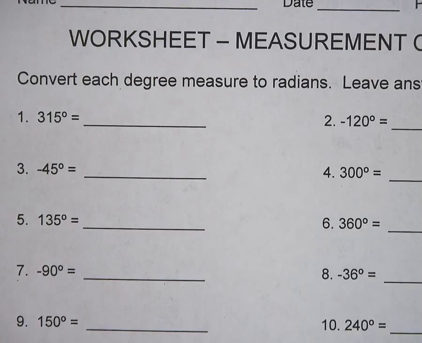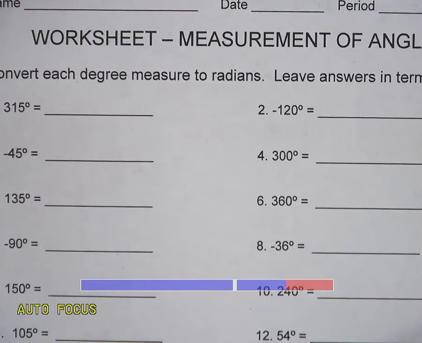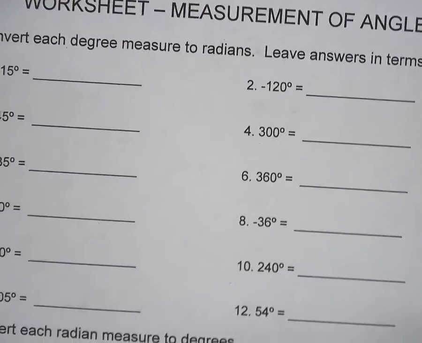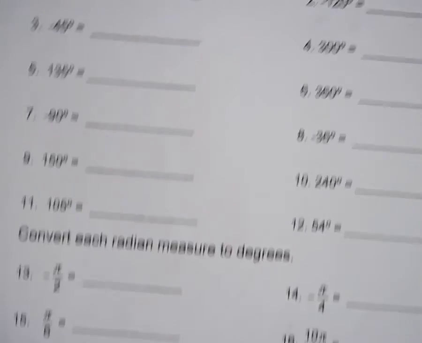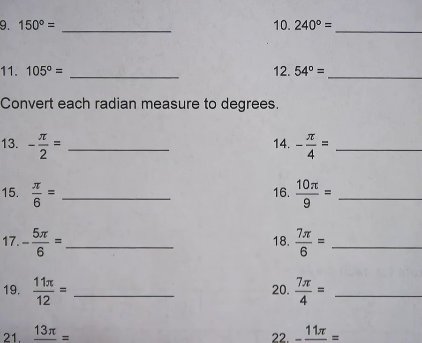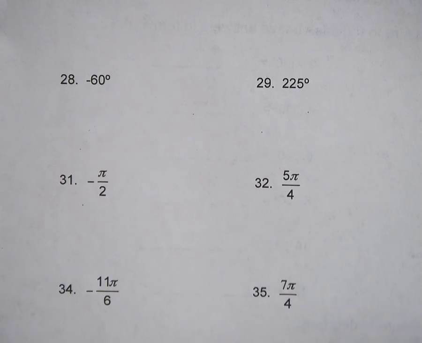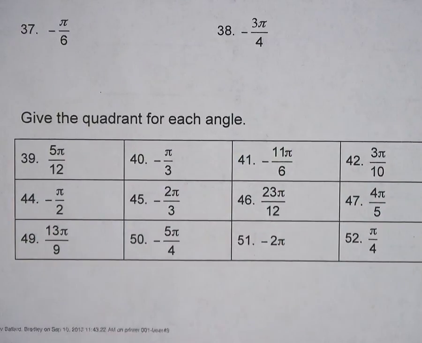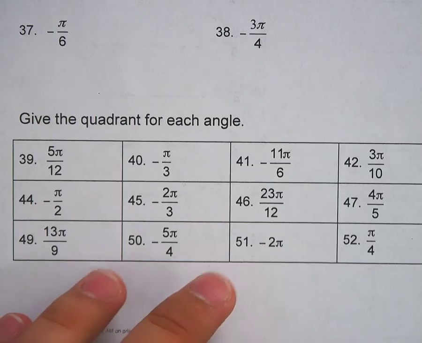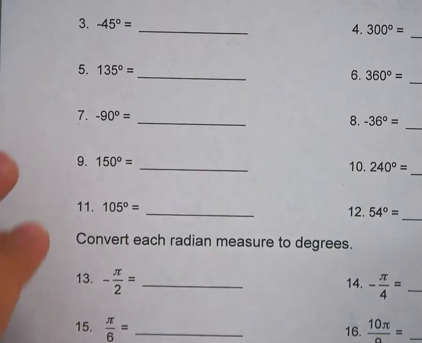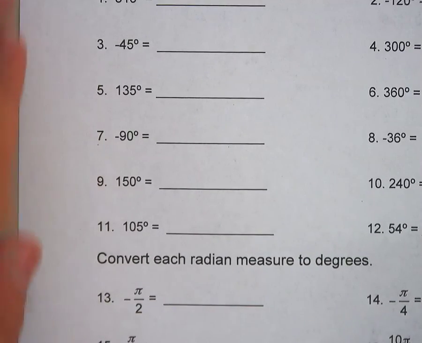We have your homework. If you would bust that out for me real quick. Convert each degree measure to radians. Leave in terms of pi. Convert each radian measure to degrees. Sketch each angle in standard position on the back. And then give the quadrant for each position. Now I'm just going to do some of these very, very quickly. These aren't going to take very much time at all, if any. Very quickly here. Convert each degree to radians.